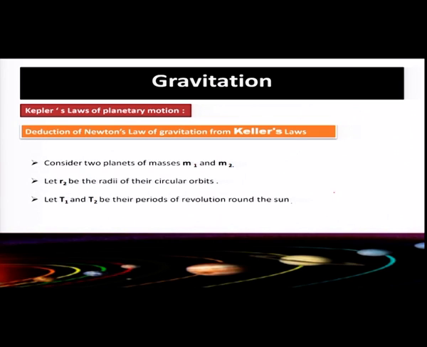And we will deduce Newton's law of gravitation from Kepler's law. So, in order to deduce Newton's law of gravitation from Kepler's law, let us consider two planets. Say the two planets may be Jupiter or Pluto. Let the mass of Jupiter be m1 and let the mass of the other planet or Pluto be m2. Let r1 and r2 be the radii of the circular orbits. Let T1 and T2 be the periods of revolution around the sun.